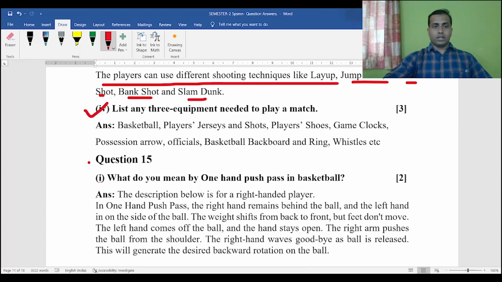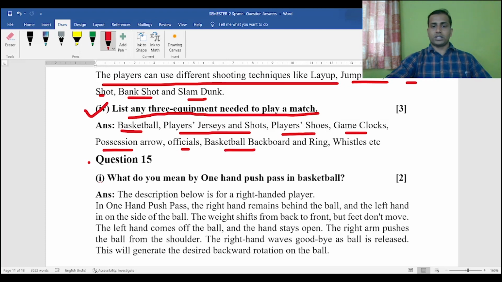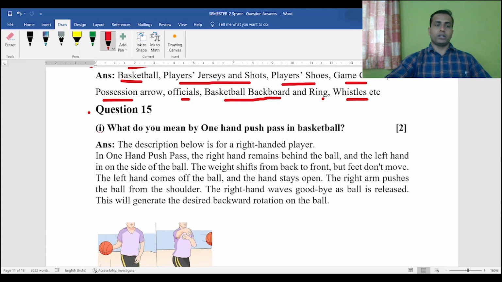So next question. List any three equipment needed to play a match. Obviously, a basketball, players' jerseys and shorts, players' shoes, game clocks, position arrow, officials, basketball board and ring, whistles. Out of these, you can mention any three. Okay, now coming to the next question, question number 15.